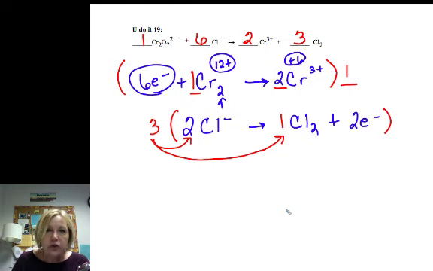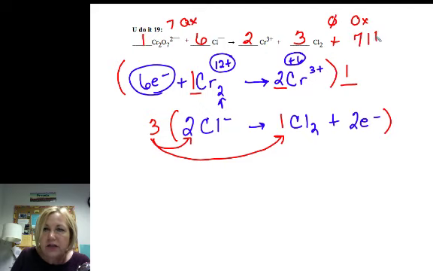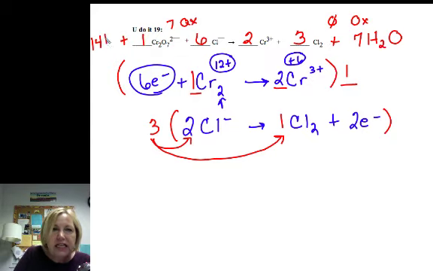Now what we have to do is balance oxygens. This side has 7 oxygens, and this side has 0 oxygens. So I'm going to have to add 7 waters to make up for those 7 deficient oxygens. And that means I'm going to add 14 H pluses because we're balancing in an acidic environment. Okay, so that's all you do there.